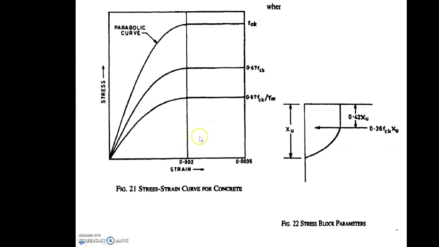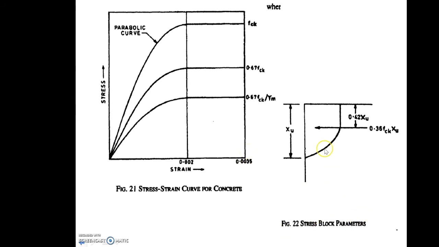This is the stress strain curve for concrete. This is the parabolic curve for fck, that is the characteristic compressive strength of concrete. This is 0.67 fck, and this is 0.67 fck by gamma m, that is the partial safety factor. Here, if we divide by 1.5, we get 0.446 fck. So this is the strain in concrete, that is 0.002, and this is the maximum strain in concrete, that is 0.0035.